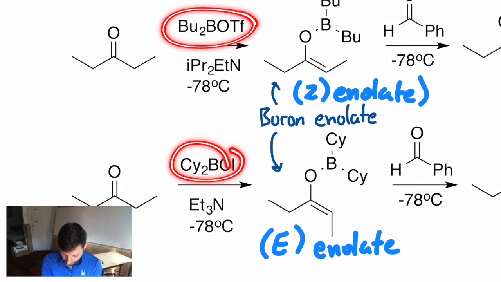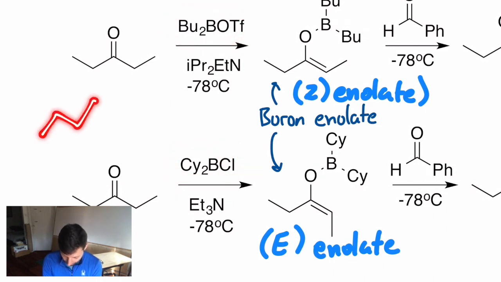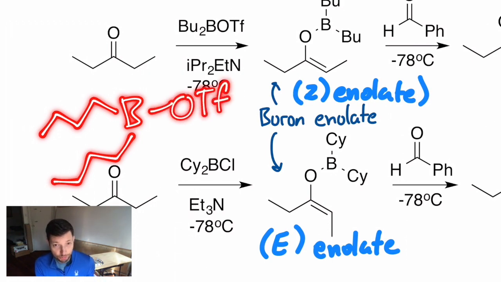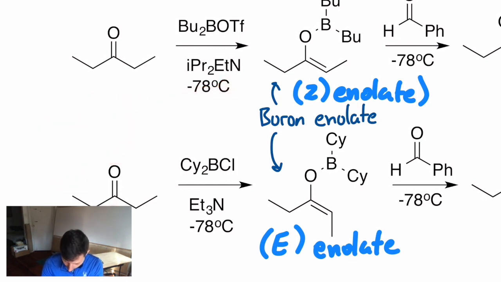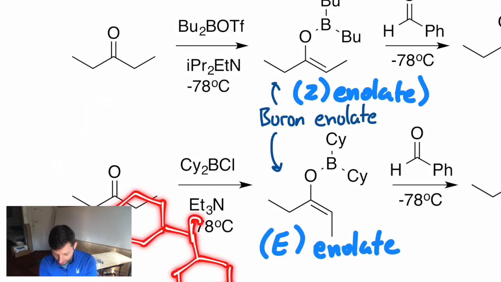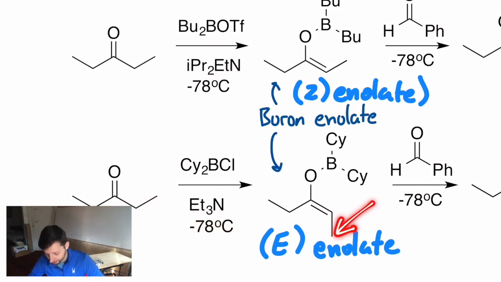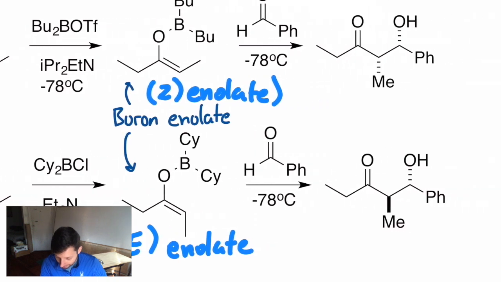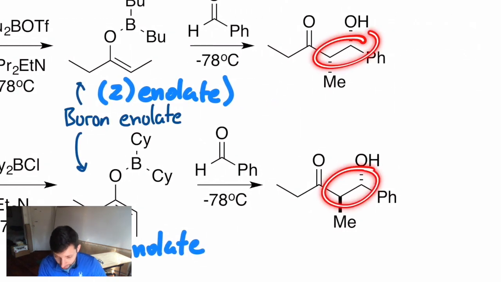A very linear boron compound with these not very sterically cumbersome butyl groups allows for the formation of this Z enolate. But if I switch to a dicyclohexyl, that's what Cy2 stands for, and replace those butyls with cyclohexyls, those are very large, so that shoves this methyl out of the way, and you preferentially get what turns into the E enolate. And this translates into the relative stereochemistry of the product, and we're going to explain why.